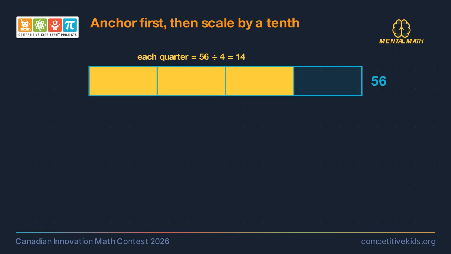56 over 4 is 14. Take 3 quarters. 3 14s is 42. Never just divide by 4. Now the scale.